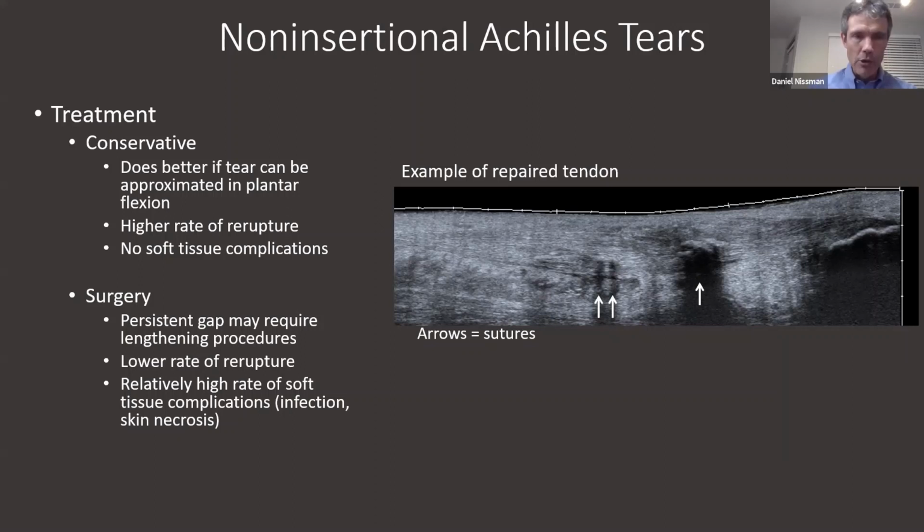It makes sense that there would be a lower rate of re-rupture, and obviously if you can incorporate an intact plantaris tendon, that improves things. Now there are some soft tissue complications that come with this. The surgical option is that you can get infection, and because it's basically skin lying right on top of the tendon, you can disrupt that blood supply and get skin necrosis, although even those complications are relatively uncommon. And this is just an image of a repaired tendon where you see shadows from some of the sutures that were used in this case.